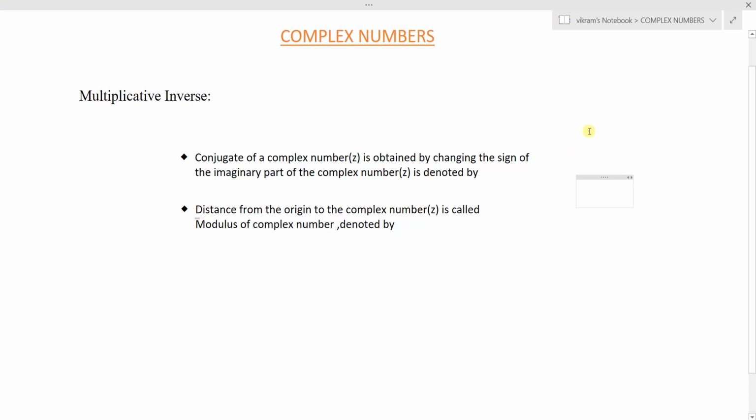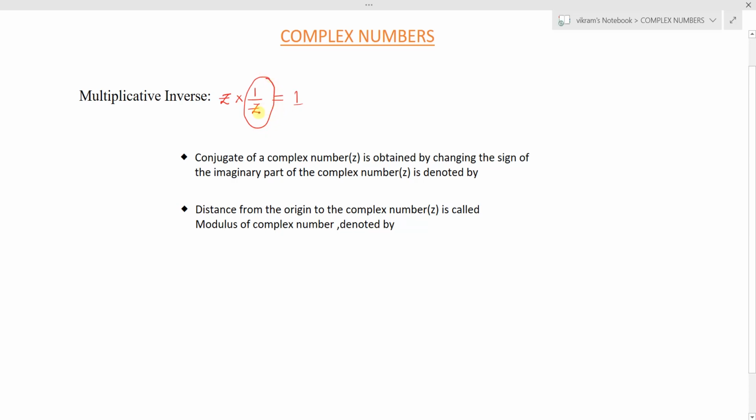Hi students, in this lecture we will discuss the multiplicative inverse. In the previous lecture we defined the multiplicative inverse as 1 by z.